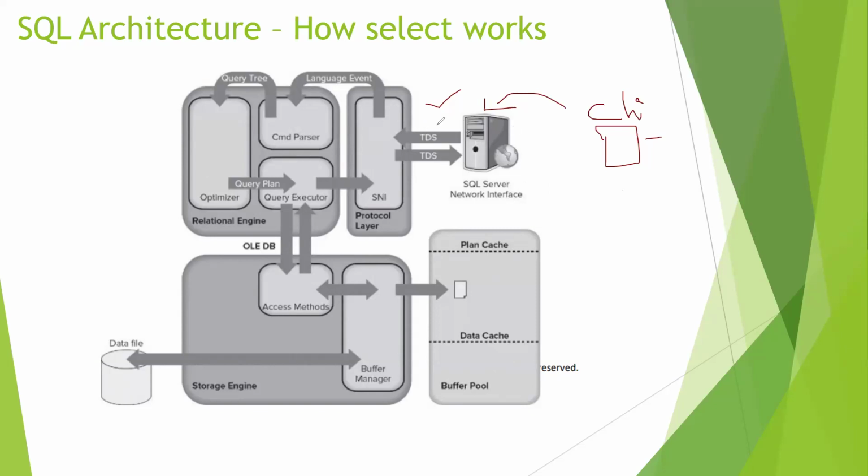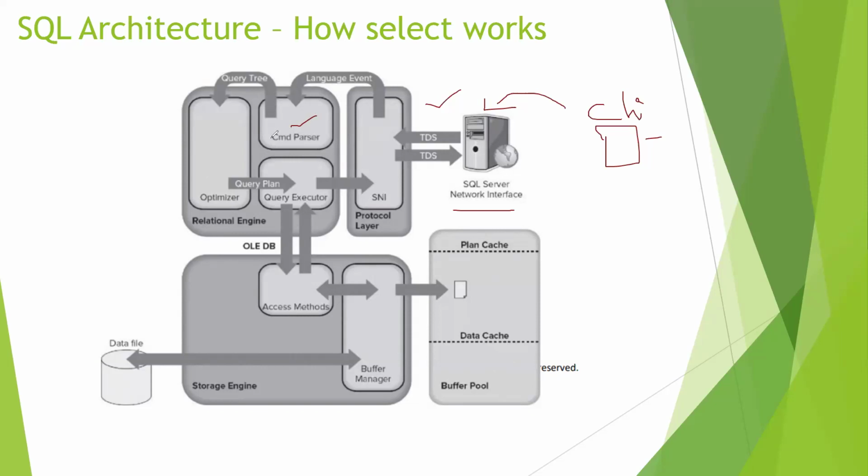And as soon as it receives these TDS packets, it unwraps the TDS packets at the SQL Server network interface layer, and then it sends that command language event to the relational engine. In the relational engine, the command parser is where it checks whether the syntax is correct or not. If the syntax is correct, then it will go forward. Otherwise, it will send it back to the user, right? With the error message, a syntactical failure error message, right?